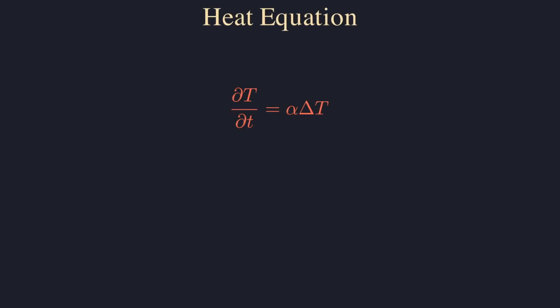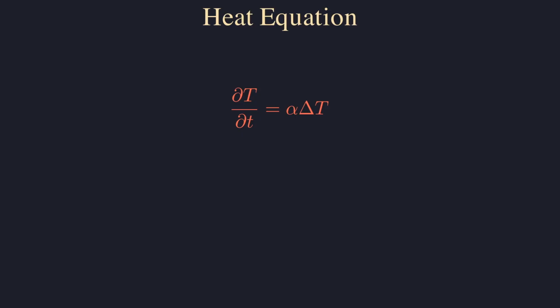This differential equation is called the heat equation. On the left hand side, we have the rate of change of temperature with respect to time. Notice that it is a partial derivative because temperature is a function of both position and time. On the right hand side, we have this positive constant alpha which depends on the medium in which the heat transfer process is taking place. The more interesting term on the right hand side is this triangle operator applied to the temperature function.